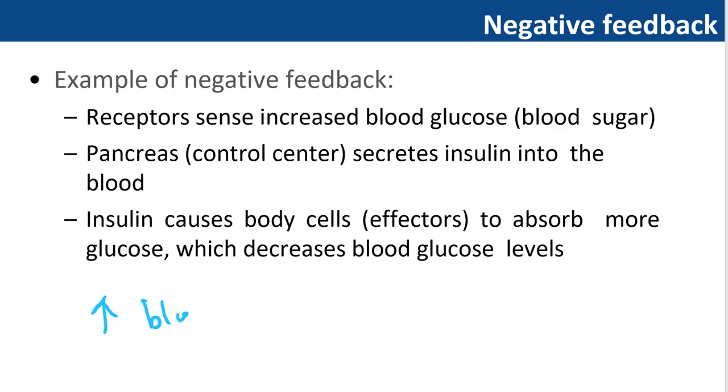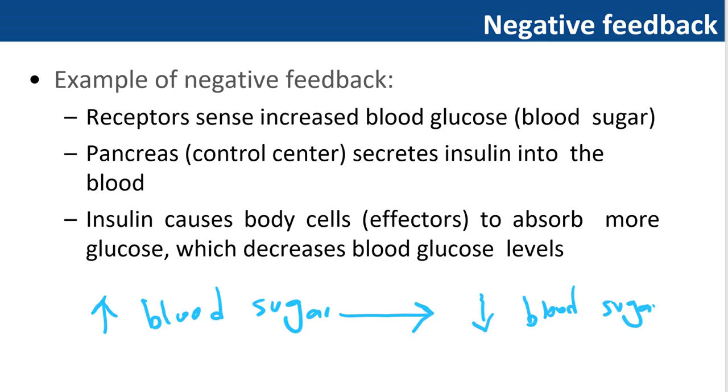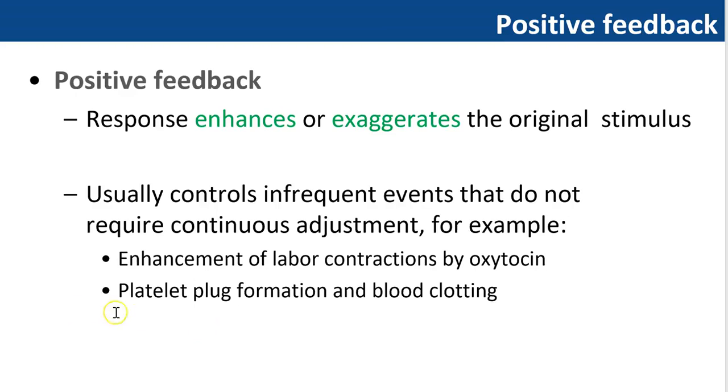Increasing blood sugar. And then through the response, we could decrease the blood sugar. That's the reason we call this a negative feedback mechanism. When we have the increasing stimulus, in response we should have the decreasing of the stimulus.